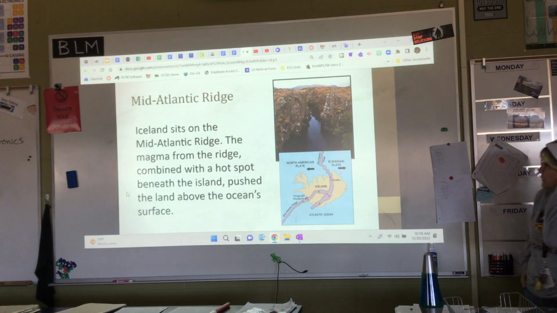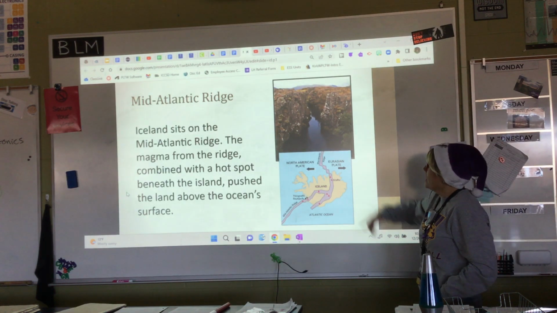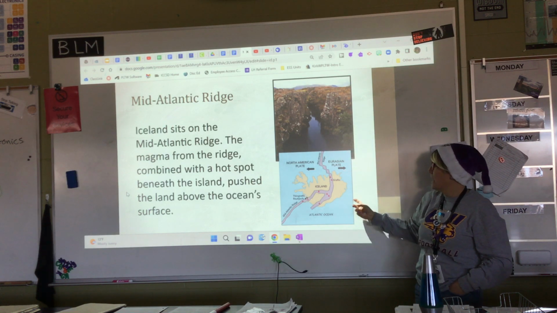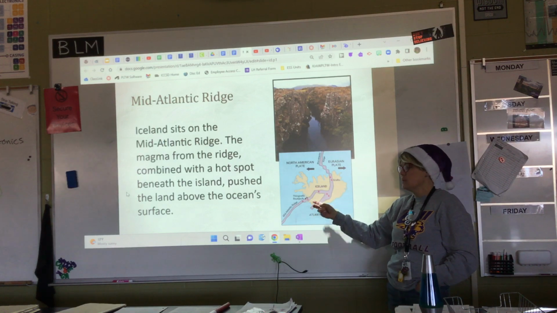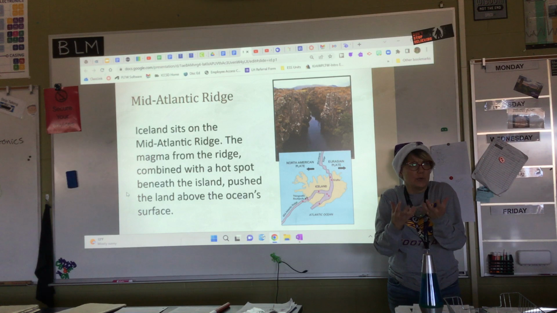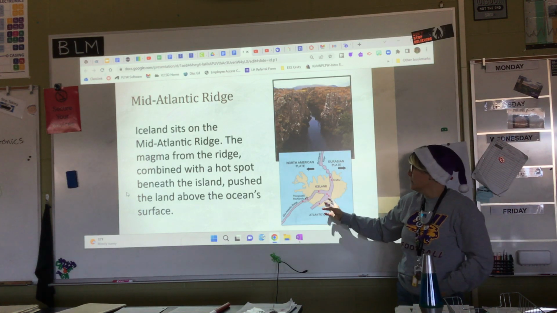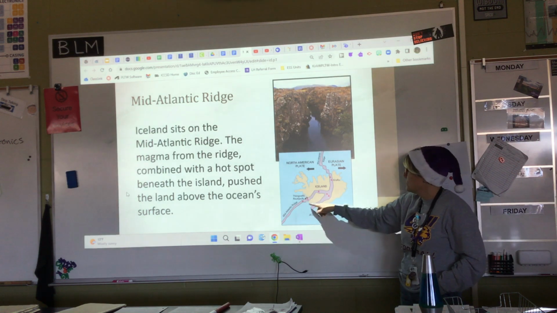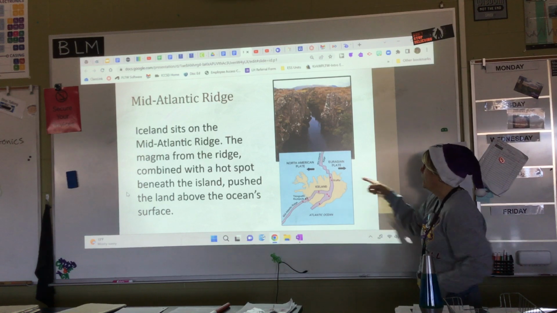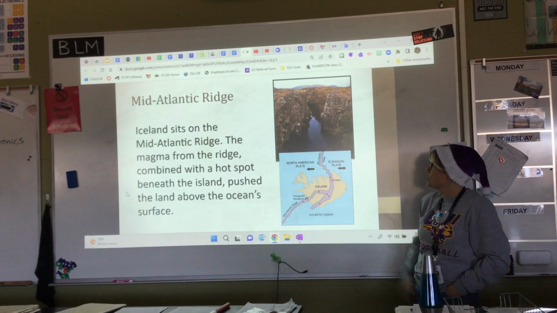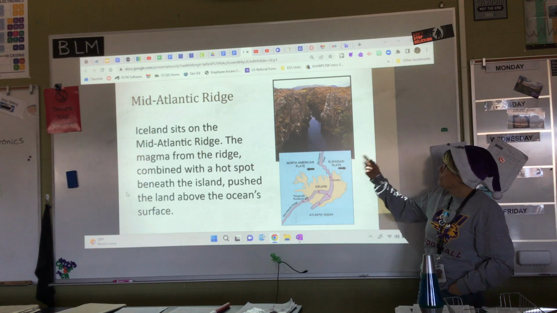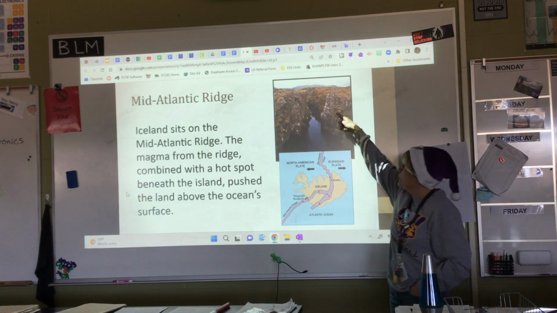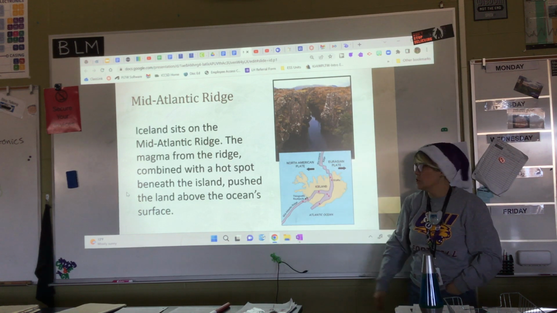All right, so don't write anything down now for a little bit. Mid-Atlantic Ridge. This is Iceland. Iceland sits on the Mid-Atlantic Ridge. The magma from the ridge combined with a hot spot that is underneath Iceland. A hot spot is a huge upwelling of magma from the mantle. It is pushing the land above the ocean surface. And so this is just a big island that has been created because it's on a hot spot and it's also at a divergent plate boundary, with North America moving in one direction, Eurasia moving in the other. This is the only place that there is a ridge that you can actually see from the land and you can walk up to, but you can also swim in and between those ridges at that point.